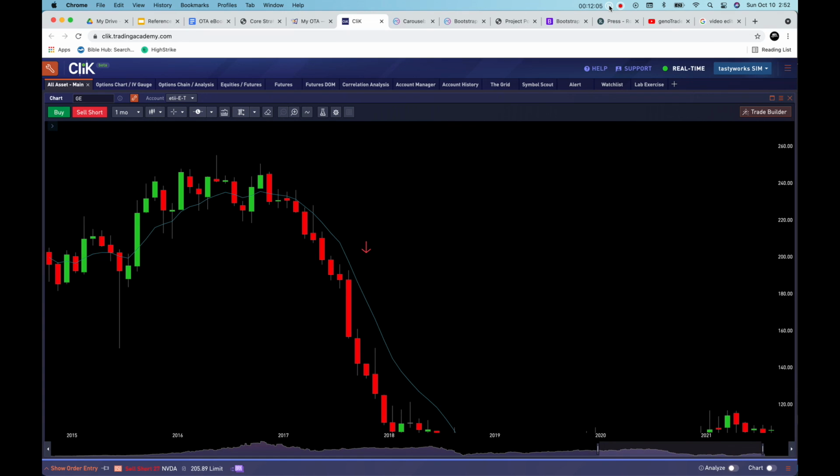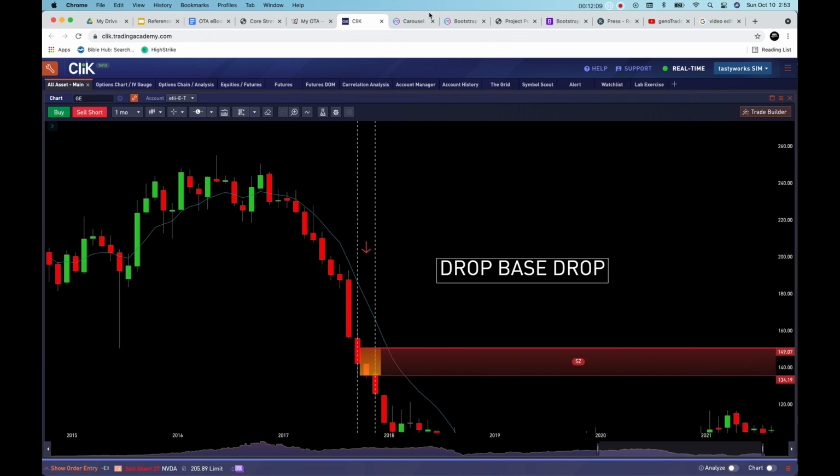All right, the correct answer is drop, base, drop. All right, we have a leg candle here. We have another leg candle here coming into a base, and then we have the leg candle out.